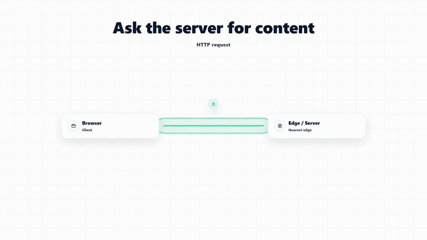Now the browser sends the actual request. It says, "I want the headphones catalog page sorted by popular." Along with that, it sends headers that describe what it can accept and how it wants the response.